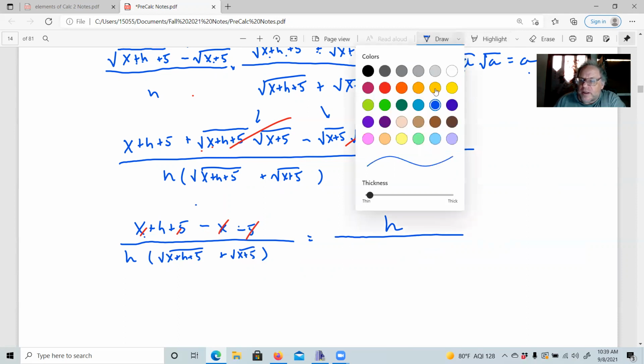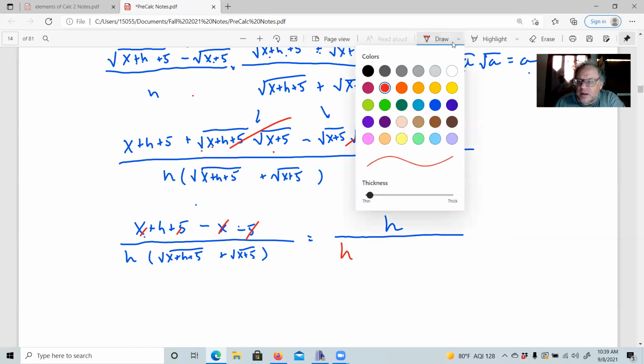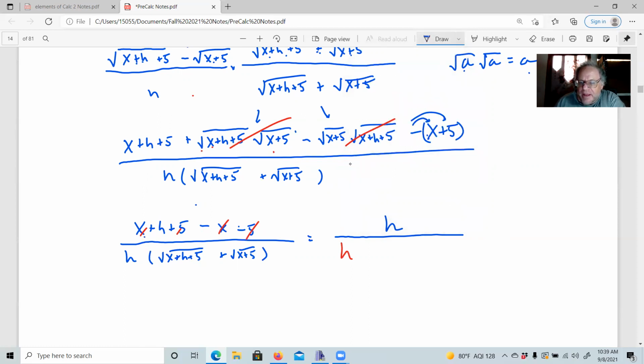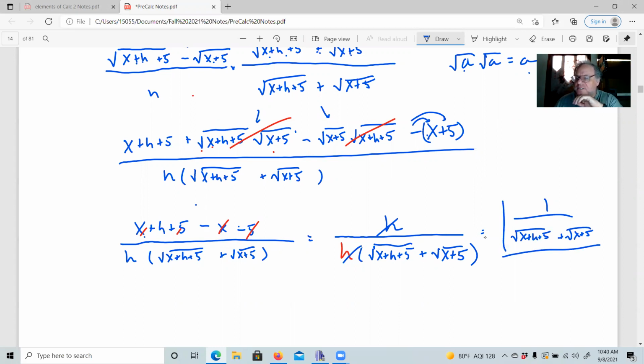What was our goal? Our goal is to cancel this h here. Okay, that's the goal. And we have square root of x plus h plus 5 plus square root of x plus 5. These cancel. What are we left with? Give me one number. All right, very good. So what are we left with? 1 over square root of x plus h plus 5 plus square root of x plus 5. That's our answer. So I told you they won't make an answer, but that's the answer.